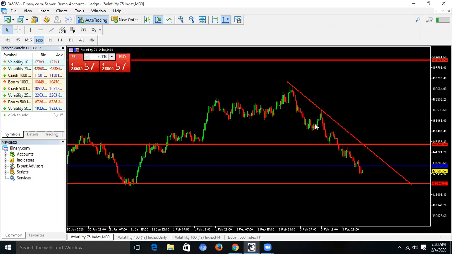What it did there was just a mere pullback. This is the first movement, it moved down. Then you got the second touch. After this second touch, now you can draw your trend line. You can confirm the trend line. It means that the market is in a downtrend. Now, what you want to be doing as the market is in a downtrend is to be looking at how far this downtrend is going to go.